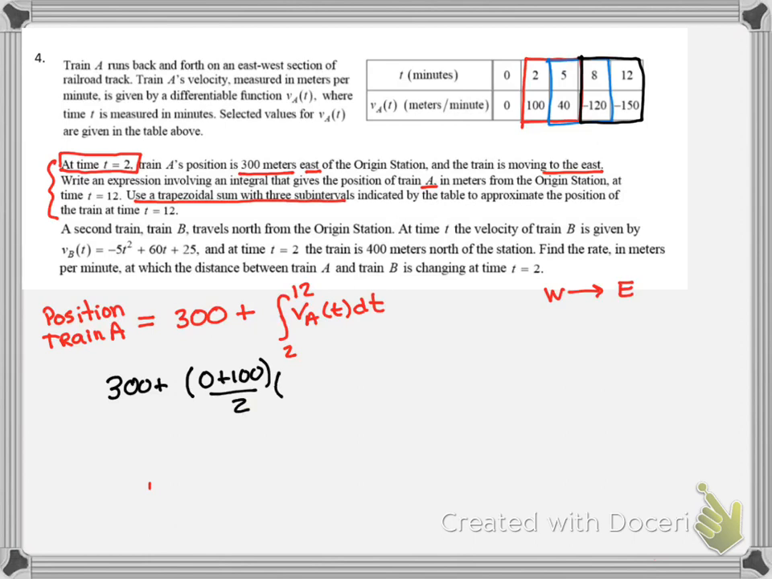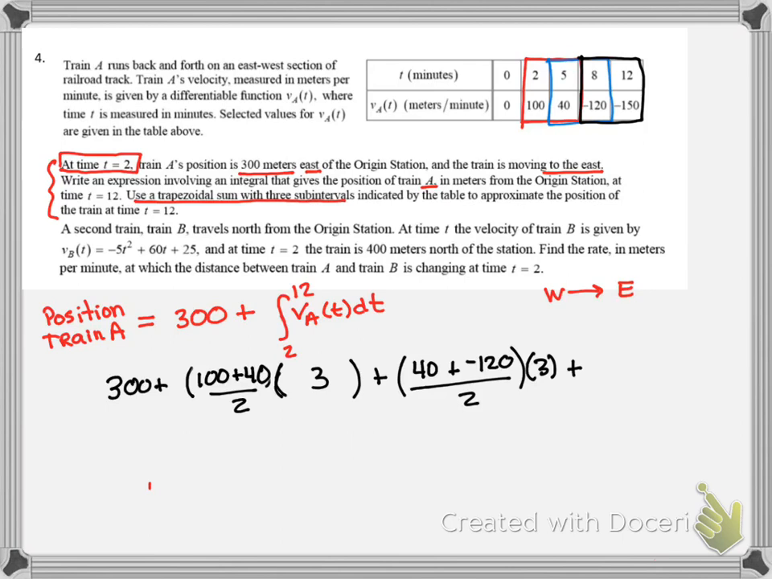Oh, I've made the same mistake again. We're going to go from 100 to 40. Average that out. And then we're going to have a base from 2 to 5 is 3. Then our next section will be 40 plus a negative 120. Find that average. From 5 to 8 is another base of 3.